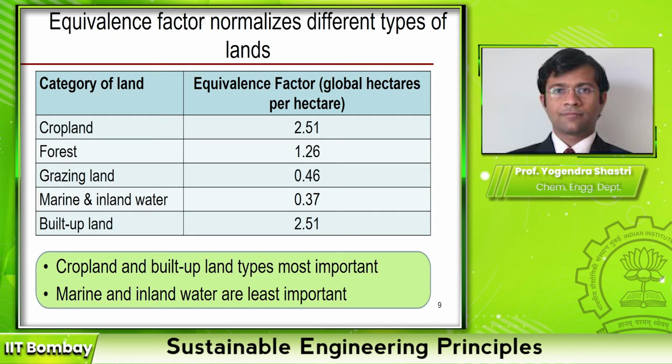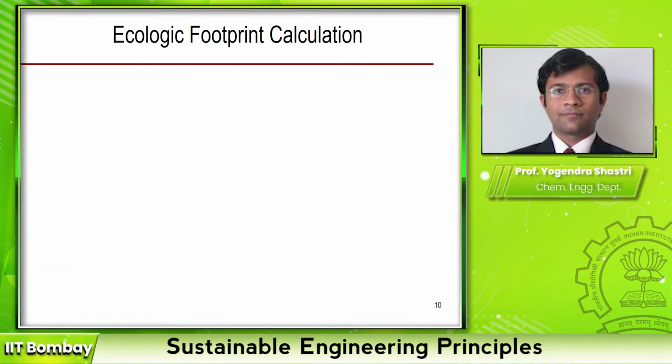Now what this actually captures is that cropland is more valuable, it is more productive as compared to some of the other lands. So if I am using resources equivalent of 1 hectare of cropland versus resources equivalent of 1 hectare of forest, then the case when I am using 1 hectare of cropland is creating more impact because cropland is more valuable. So this equivalence factor allows you to normalize across different types of lands.